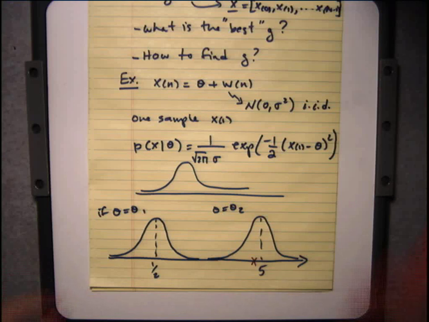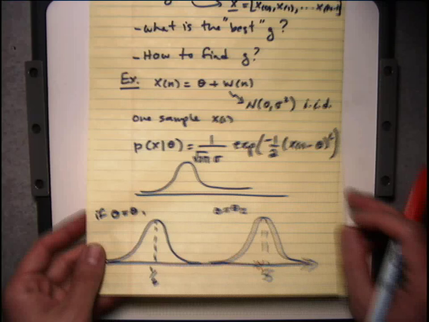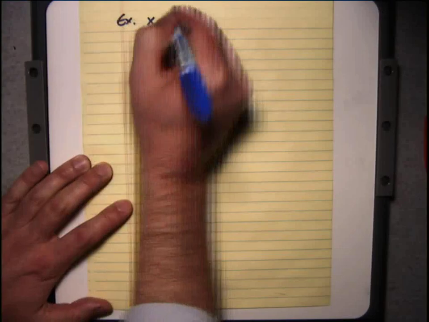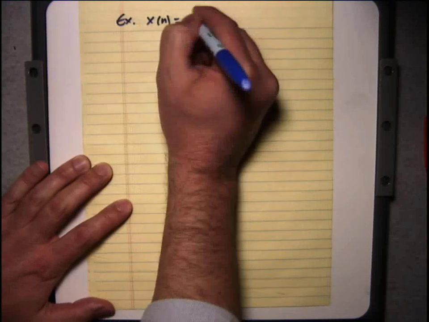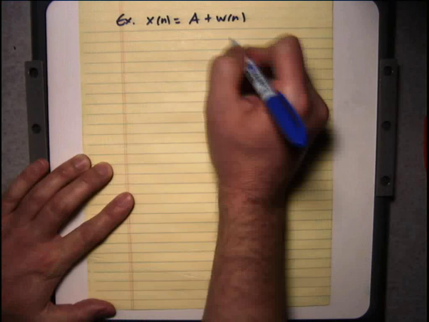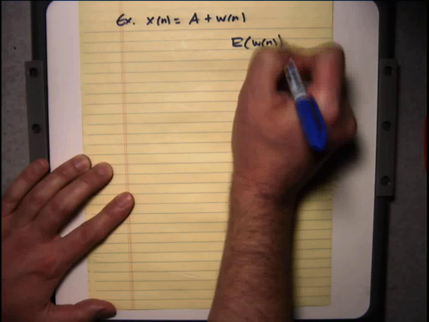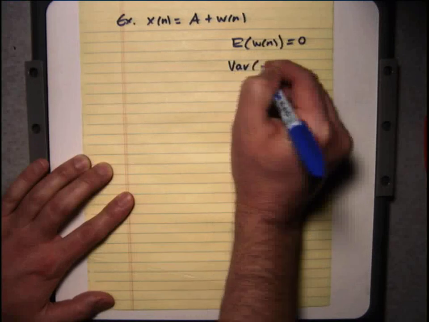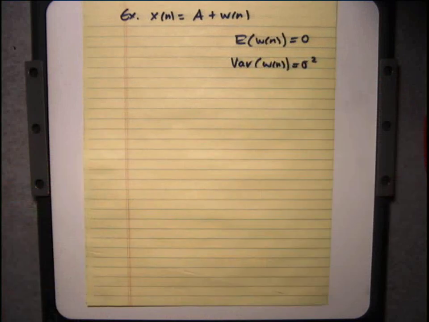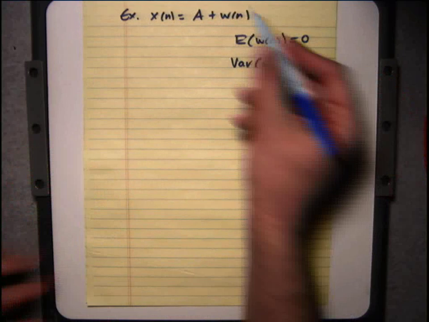Okay, now let's go back to our simple example and analyze how something like this would perform. So let's go back to this example where you had x of n is equal to A plus w of n. Okay? And let's say I'm going to assume that the expected value of w of n is 0, and the variance of this w of n is sigma squared. Now, I'm not necessarily going to assume that this w is Gaussian.